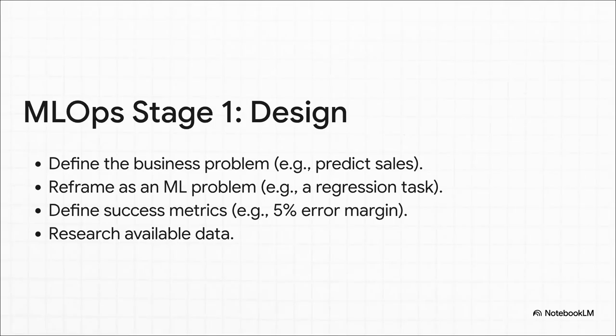And that whole life cycle starts right here with stage 1, the design stage. This is where all the planning happens. You start with a business problem, right? Like, we need to predict our sales. Then you have to reframe that as an ML problem. In this case, probably a regression task.